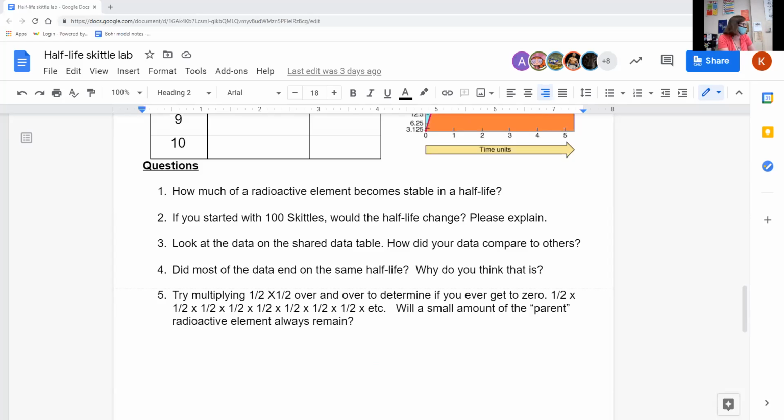And then when we look at the data on the shared data table, how did yours compare to others? I'd say, unless you were Rafe with a weird shaped one that was throwing off his data, for the most part, everyone ended between 3 and 5 half-lives. So we're seeing some consistent data there.